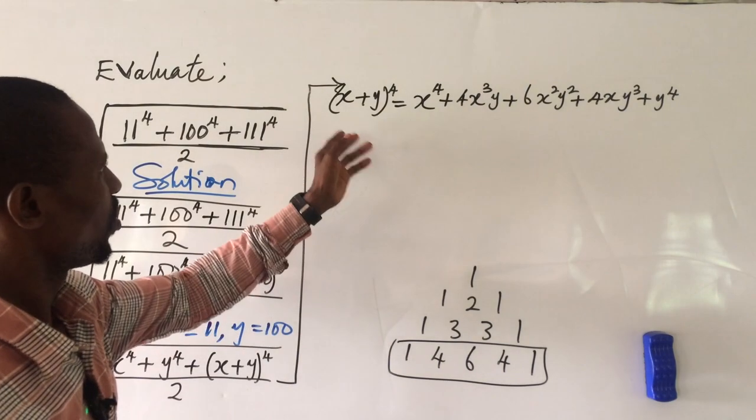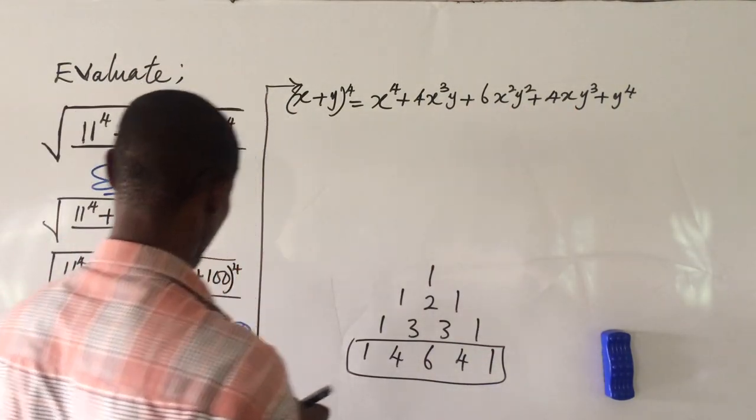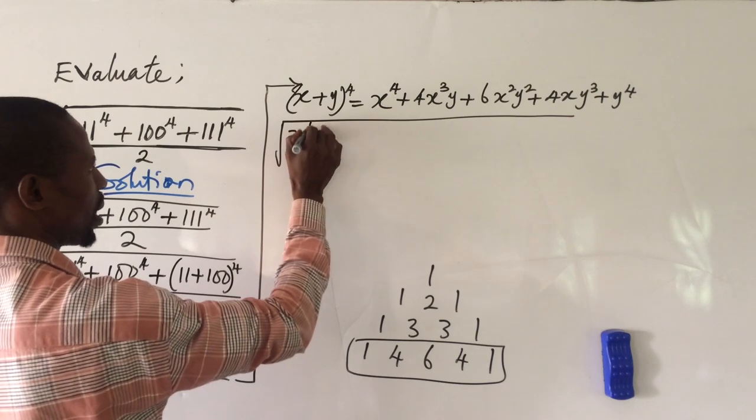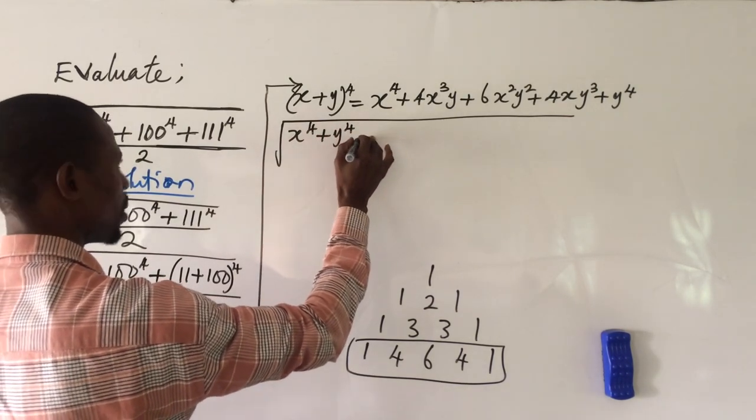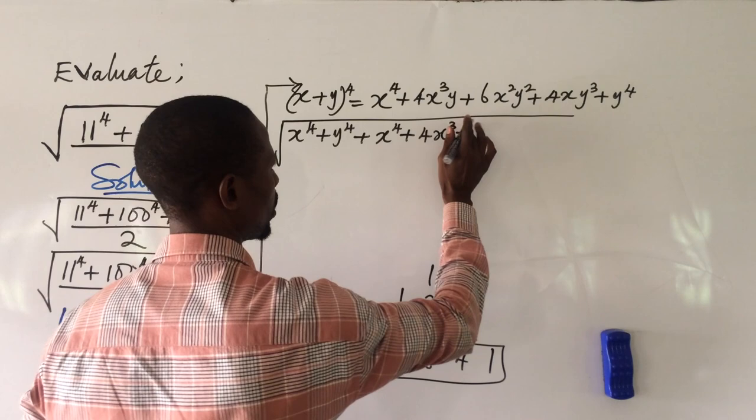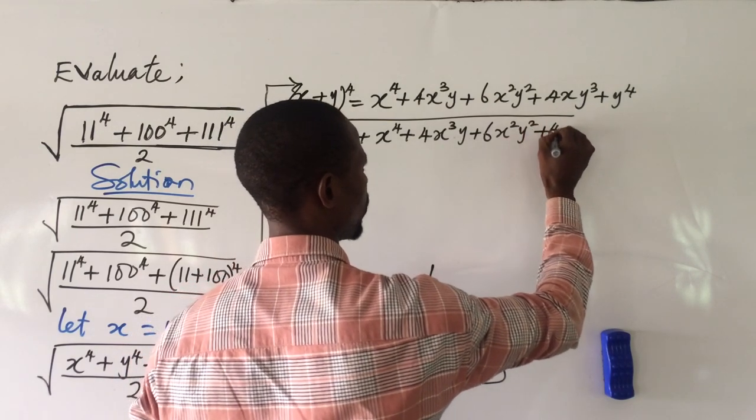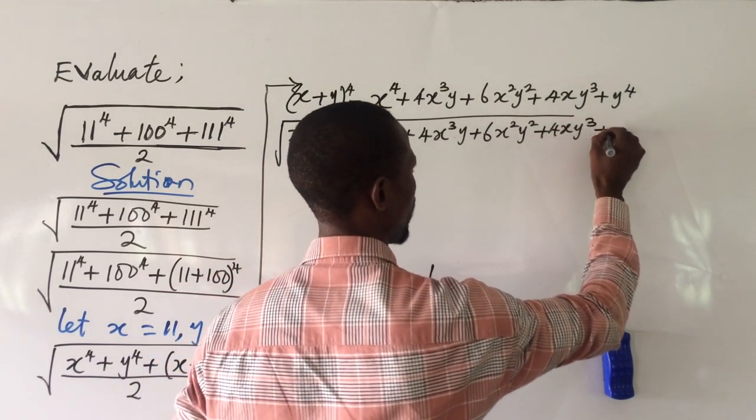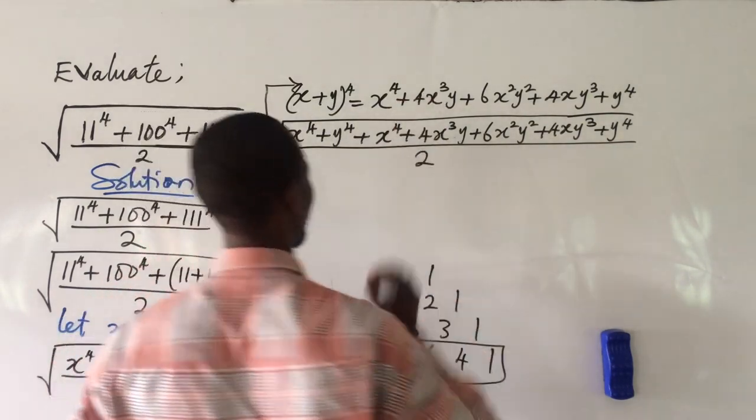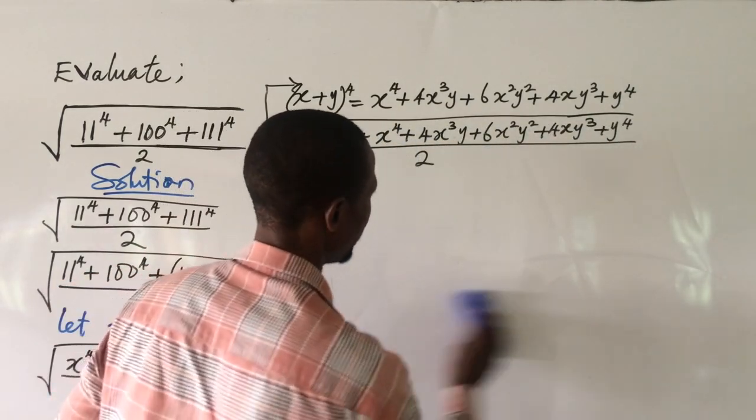Now, we can replace what we have in here with the whole of this. And so our expression here will now become the square root of x to the power of 4 plus y to the power of 4 plus everything here, which is x to the power of 4 plus 4x to the power of 3 y plus 6x squared y squared plus 4x y to the power of 3 plus y to the power of 4, all over 2. Now, the thing is a bit technical, but let's go on. We'll get there.